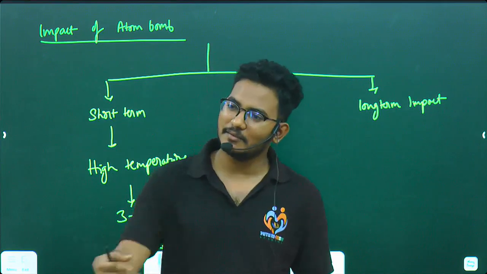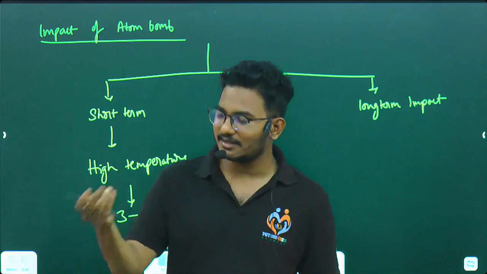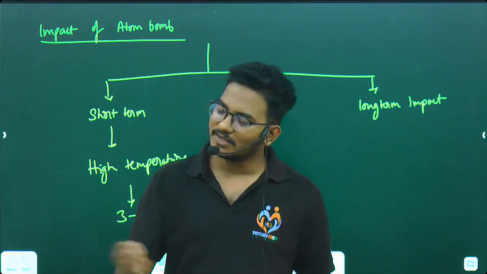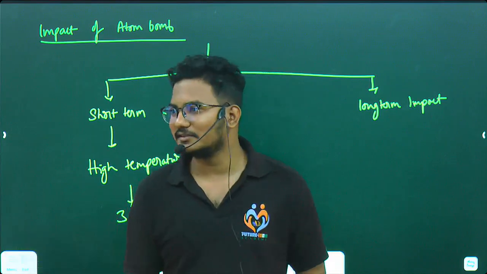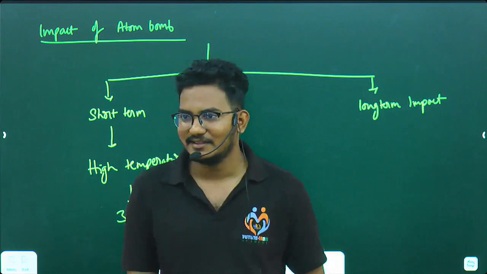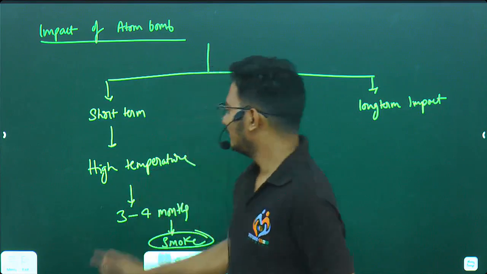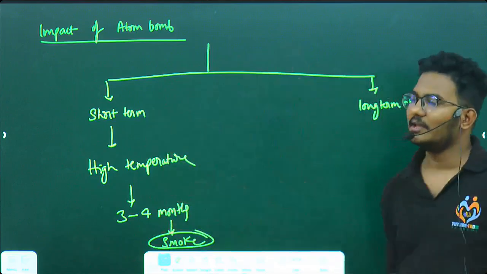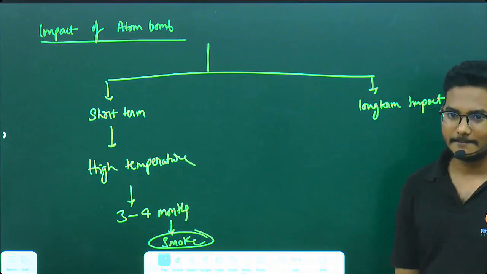Even if somebody is in critical condition, we cannot send ambulances, because no ambulance has that much resistance, right? So this is the process that happened in Hiroshima and Nagasaki.